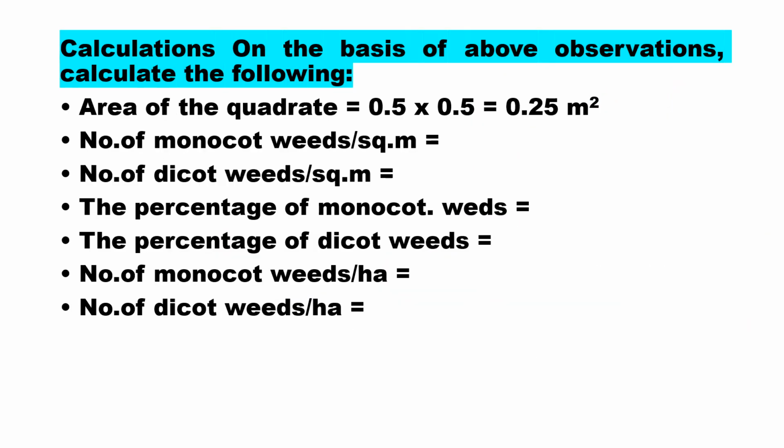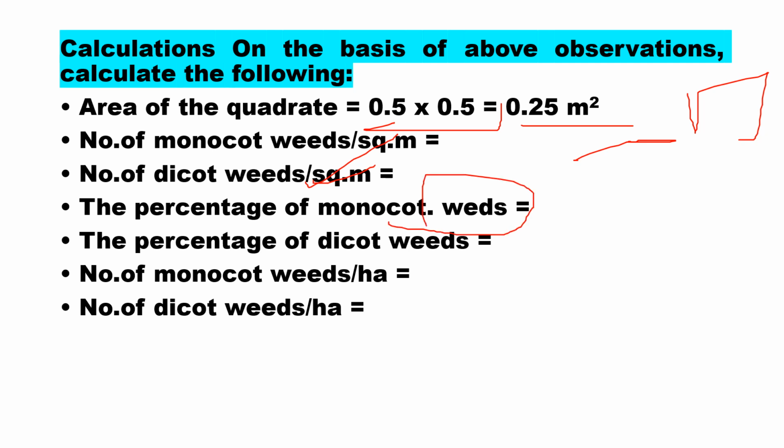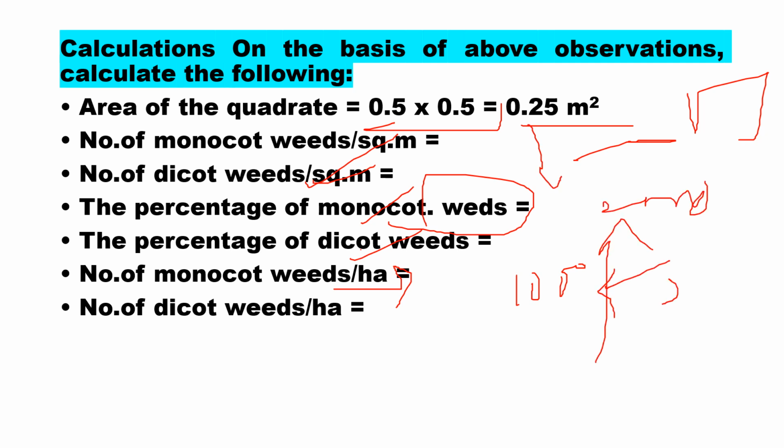So here is a simple calculation of weed density. For example, this is the quadrant. In this quadrant, you count how many monocot weeds and how many dicot weeds, and you are going to calculate the percentage of monocot weeds and percentage of dicot weeds, and based on that you are going to convert to a hectare basis. 1 hectare is equal to 10,000 square meters. For example, on this 2.5 square meters, if you found two monocot weeds, in the 10,000 square meters you are going to cross multiply it, that is about 20,000 or 2,000 monocot weeds per hectare. In such a way you are going to calculate the density or the weed population based on the quadrant.